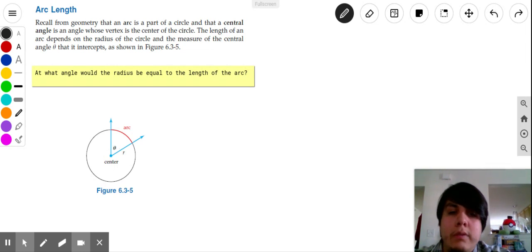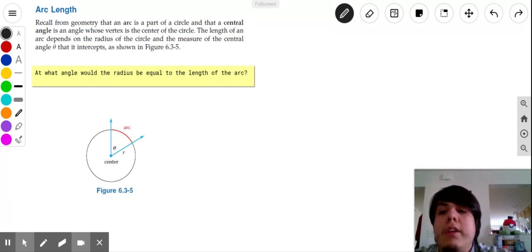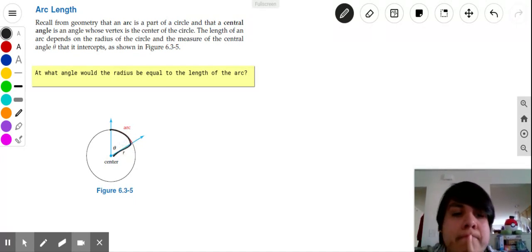So to help us understand this, at what angle would the radius be equal to the length of the arc? So if I start here and I rotate how many degrees, I want to figure out when this arc length would be the same as this radius length.